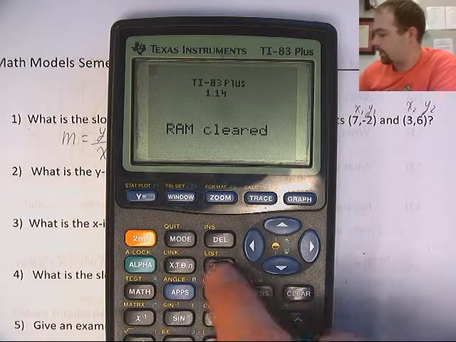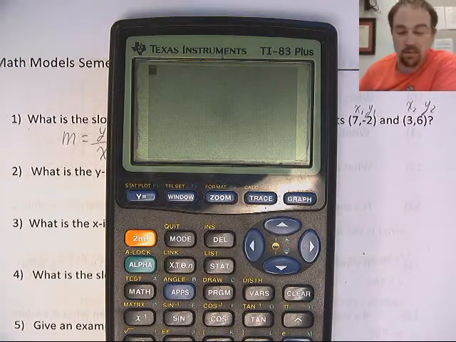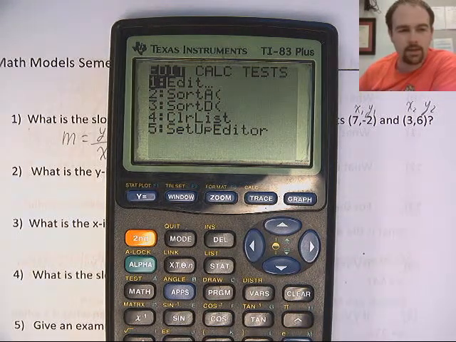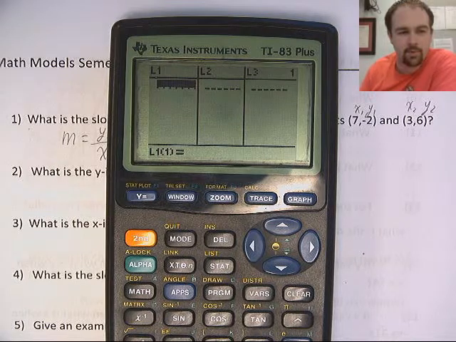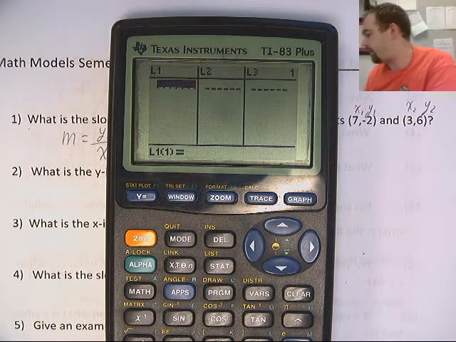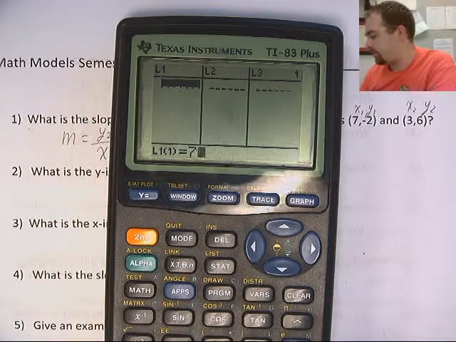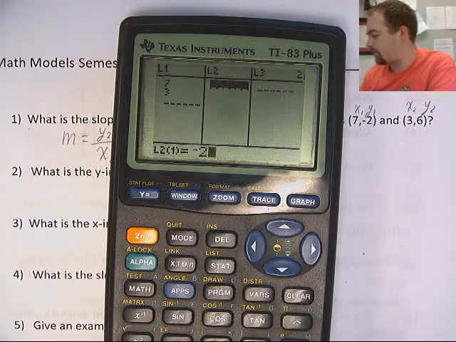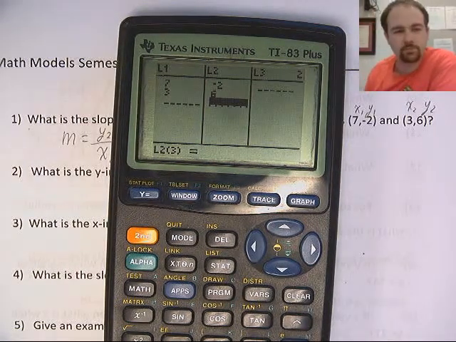We're going to go ahead and clear the memory at the beginning of your test, always a good idea. Stat, option 1 is going to be edit. I'm going to type our x values into L1, our y values into L2. So my x values are 7 and 3. My y values are -2 and 6.